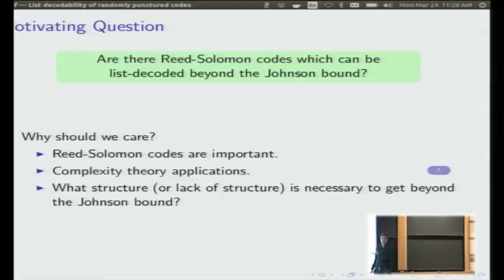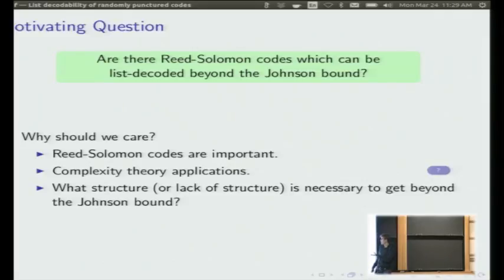There are a couple of reasons why I care about this question. One is that Reed-Solomon codes are very well studied. They're arguably one of the most studied families of codes that we know about. And the fact that we don't really understand their list decoding behavior is not good. Another reason is potential complexity theory applications. Like I said, there are relationships between list decoding, especially in this 1 minus epsilon parameter regime, and pseudo-randomness, complexity theory, things like that.